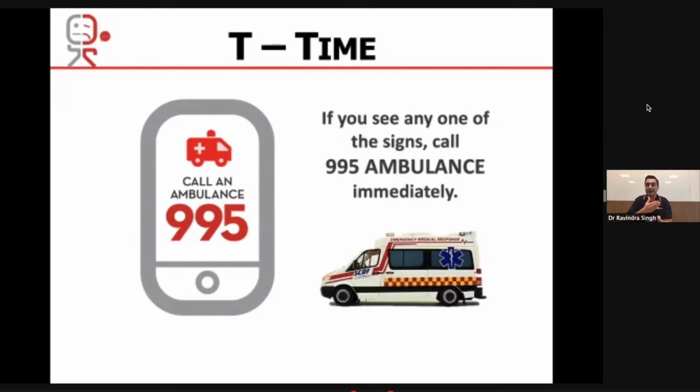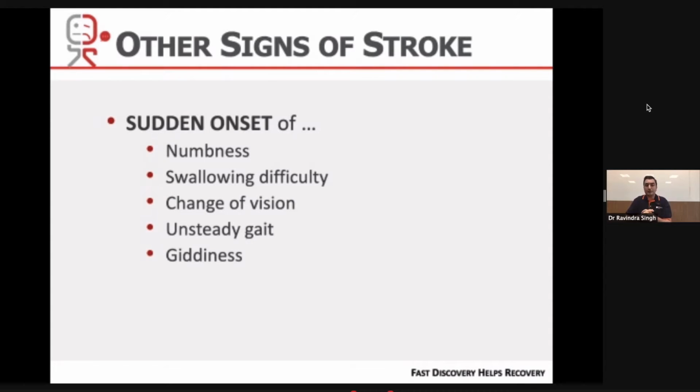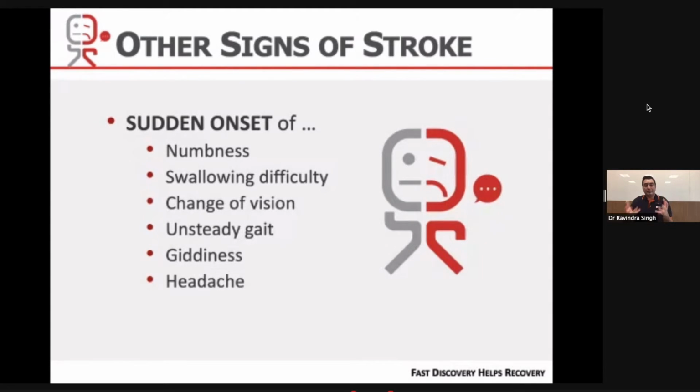So remember FAST, fast. Now, what are the other signs of stroke? There are many questions I know you guys are asking, whether dizziness or vertigo can be stroke or not. So I'm just discussing the other signs of stroke apart from FAST. Numbness of arm, leg could be a stroke. Swallowing difficulty, suddenly choking on water or on food particles could be a sign of stroke. Change of vision or blurring vision or cannot see from one eye could be a sign of stroke. Unsteady gait or fall because of cannot balance their gait, that also could be a sign of stroke.